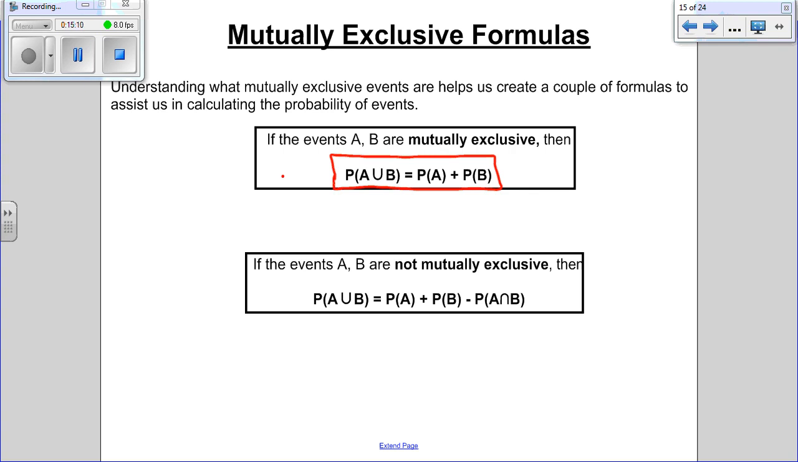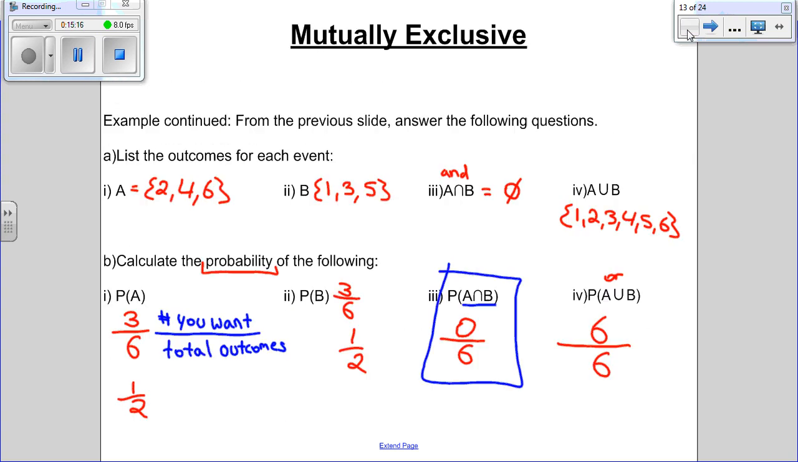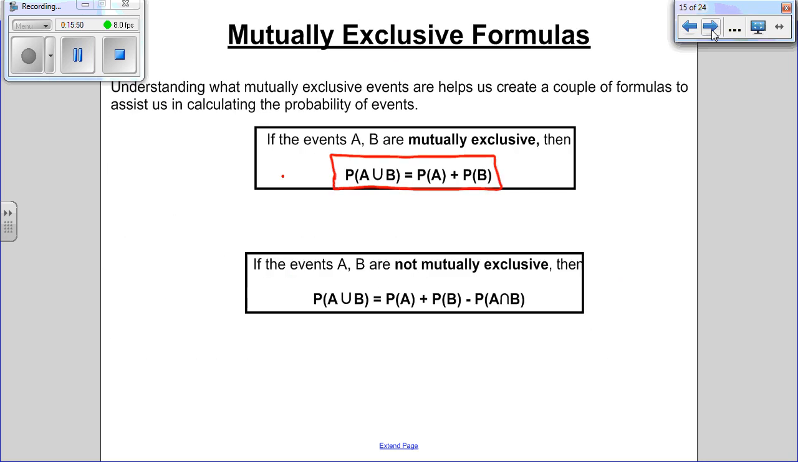If we go back in time and we look at our example, and our example was dice being rolled even or odd, the probability of A happening was 3 over 6. The probability of B happening was also 3 over 6. If you added those together, you would get 6 out of 6. Correct? The probability of A or B happening was 6 out of 6. So it does work. It works for mutually exclusive events only. So this formula is only if you're mutually exclusive. You can't use it any other time.